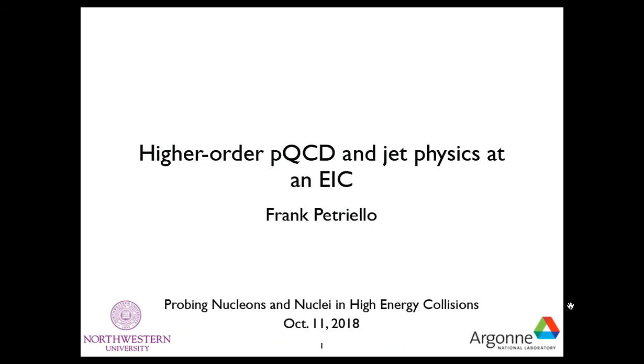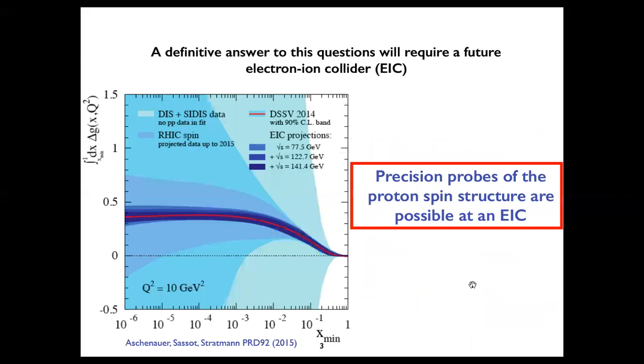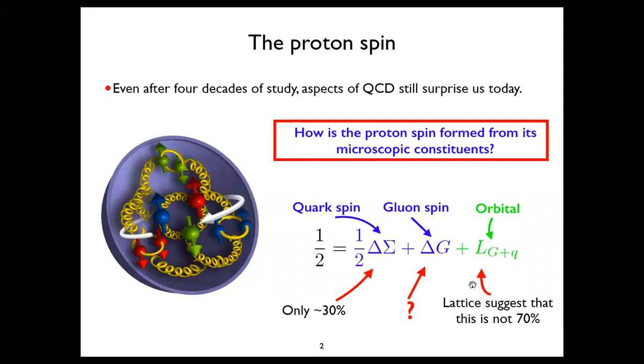Okay, thank you very much for the opportunity to speak, and I apologize that I couldn't make it in person. The organizers requested that I talk about higher order perturbative QCD and jet physics at an electron ion collider. In order to do that, I will attempt to motivate this with the following physics question, and that's the question of proton structure.